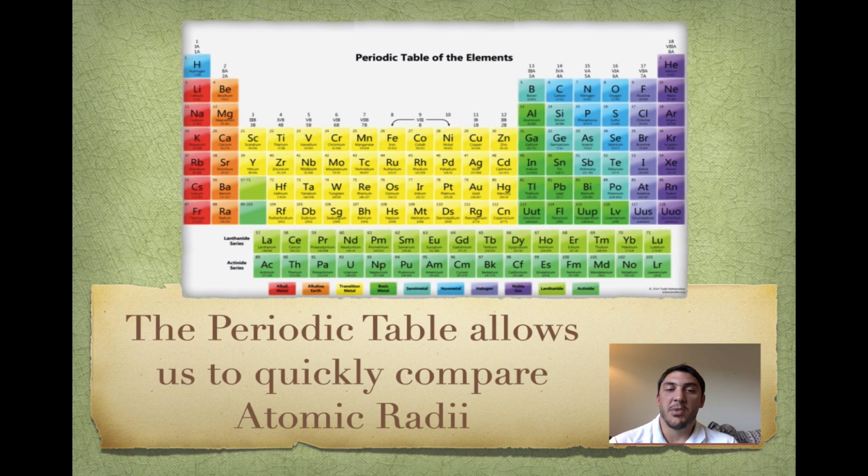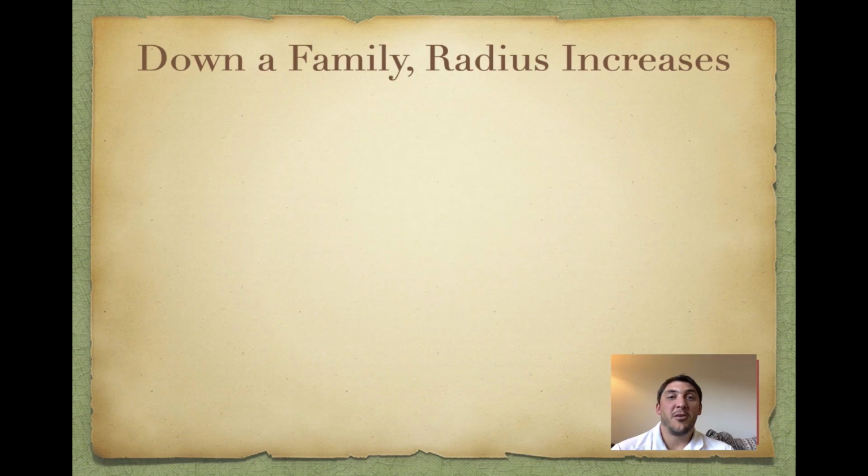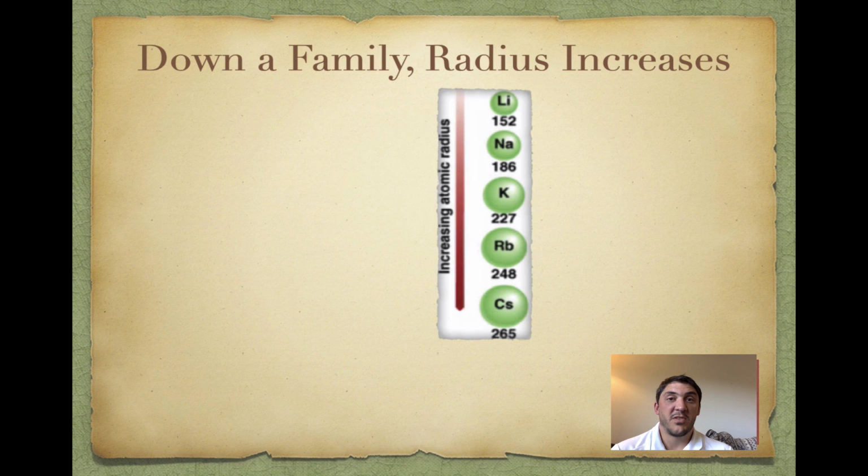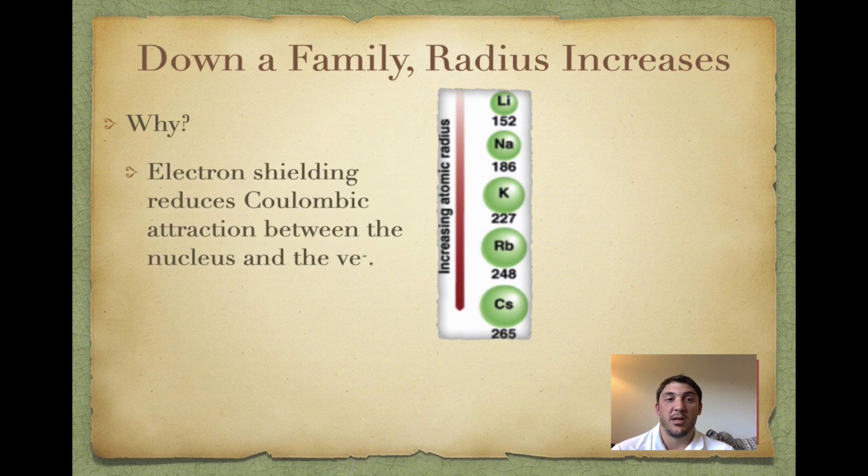Now, the periodic table allows us to quickly compare atomic radius size, as long as you understand the trends. Down a family, radius increases. So we look at the first family, column 1A on the periodic table, the alkali metals. You can look at the pictorial representation from lithium to cesium, the radius is increasing. But why? Well, it has to do with electron shielding.